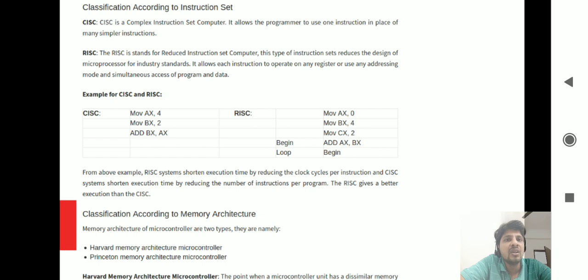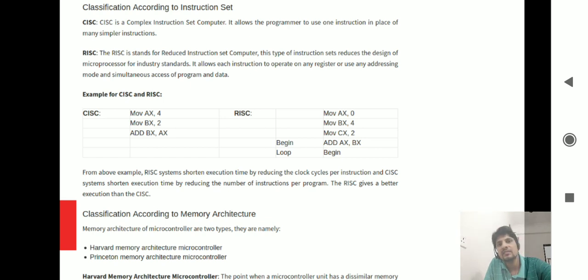Here we have a look at one example of a CISC and RISC instruction set. Now here we have one example. From this example we can say that the RISC system shortens the execution time by reducing the clock pulses per instruction, and the CISC system shortens the execution time by reducing the number of instructions per program. So finally from this we can say that RISC gives better execution than CISC.